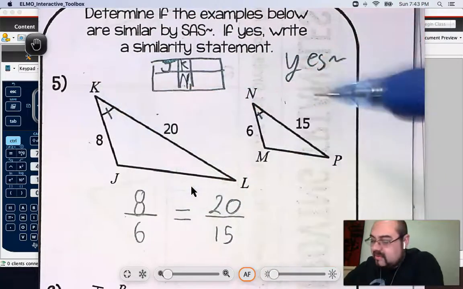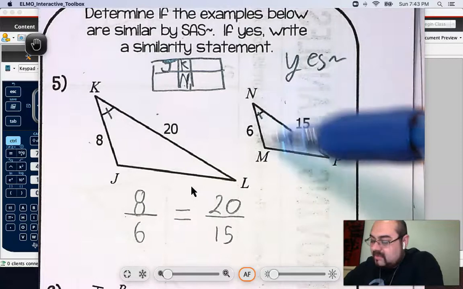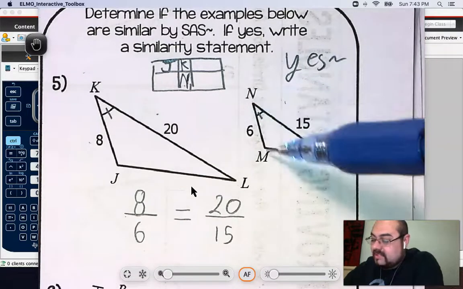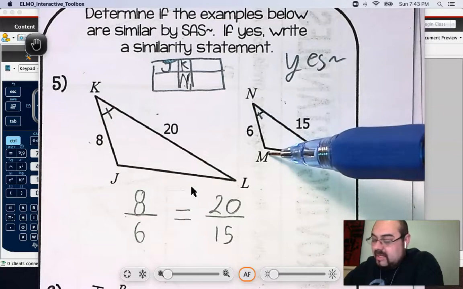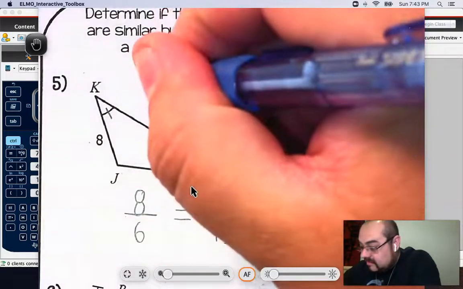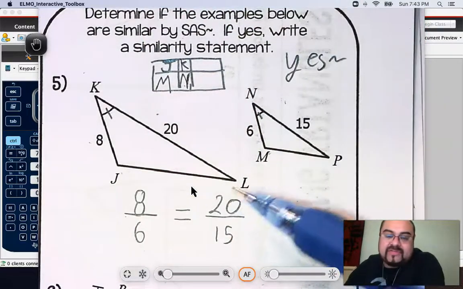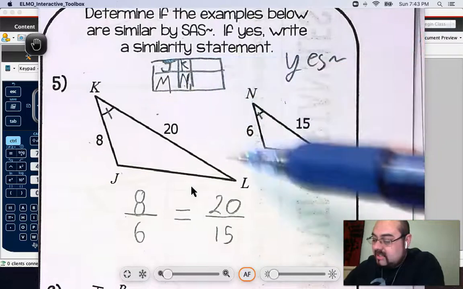All right. From the one angle that we have, am I going to go down this way or this way? I'm going to go down the smallest side first. So from N to M. So I'm going to put M. M is the one that corresponds with J. Okay. And then the last letter is just the letter that's left over. You don't have to think about it. Okay. J, K, L is the last letter.